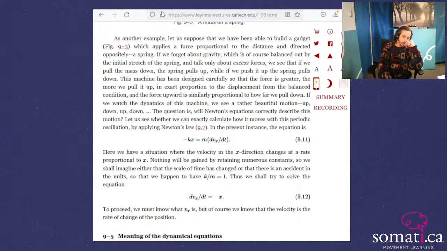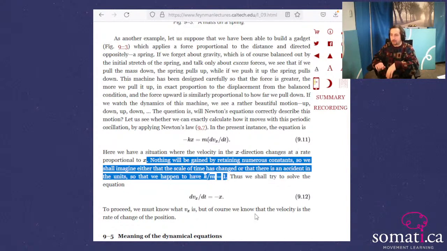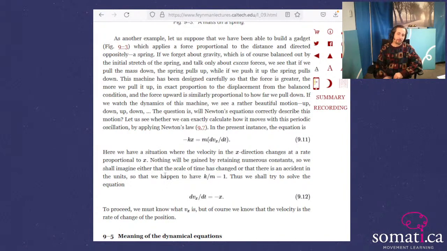This statement is the kind of thing that I love now, and it took me a lot of studying physics to appreciate what physicists are doing when they make constants go away like this. But you can happen to have a mass that makes it so that k over m equals a natural number 1. And yeah, it simplifies it greatly.